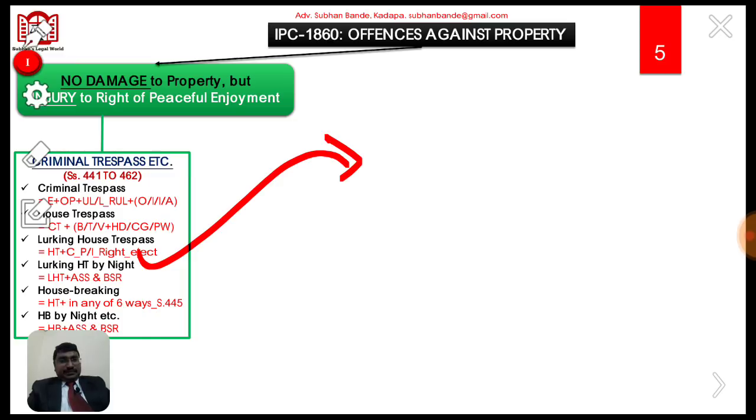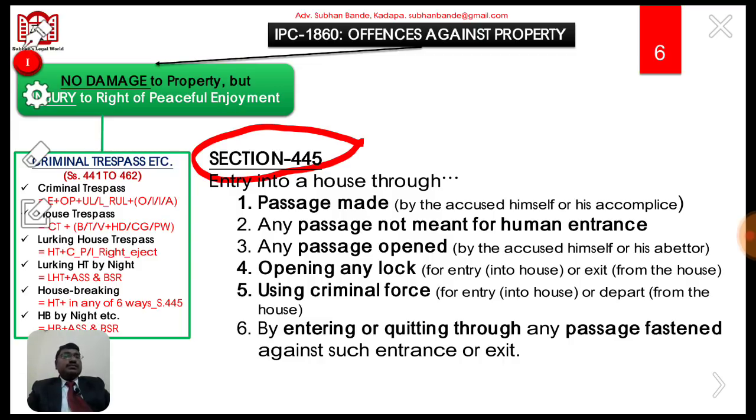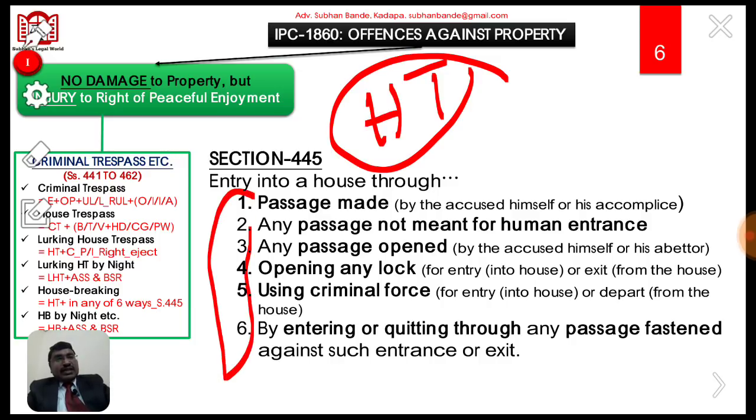The next aggravated form is housebreaking. Section 445 of the Indian Penal Code explains the concept of housebreaking. For housebreaking, there should be a house trespass. It is the first essential element. The house trespass in any of the 6 ways described under section 445 is known as housebreaking.